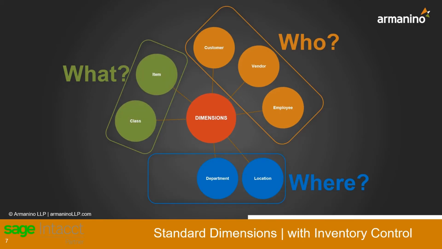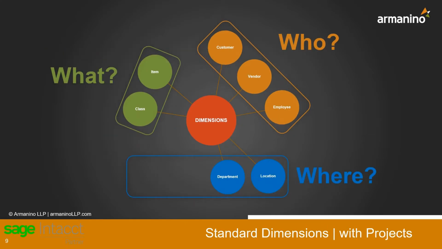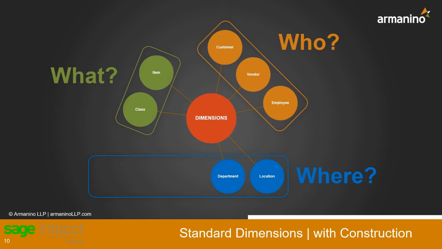Now, if we were to add the inventory control module to this, that would add the additional dimension of the warehouse. If we were to do the same with contracts, that would add a contract dimension. And if we were to add projects, that actually adds 2 additional dimensions, one for project and one for task. With the construction module, we actually add 3 dimensions, the job, the cost code, and the cost type.